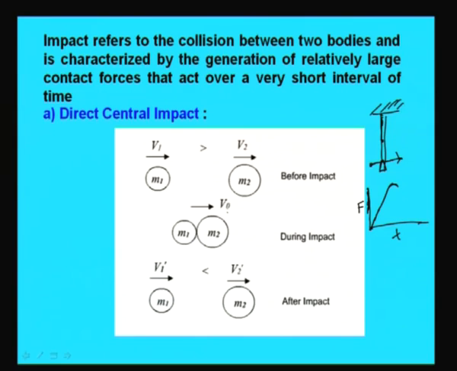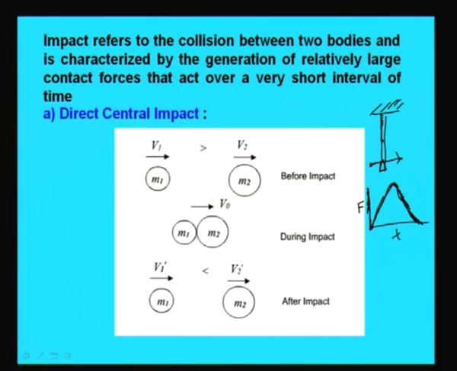Now since it will apply the force in the opposite direction, the contact force will start decreasing like this, and then finally the contact force will become 0 at some point. So this is the situation. The contact force increases, reaches some maximum, and then comes down to 0. The exact profile may be different, and it is not that necessary. This is just a schematic diagram showing what may actually be going on.